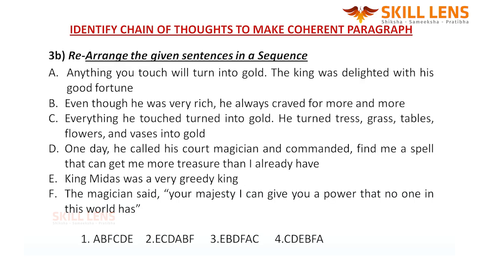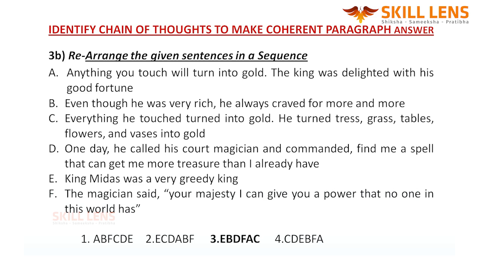Let's take another example. This is also a floating jumble. Here, you will see that sentences are not in an order and we need to arrange them to form a coherent paragraph. Kindly pause your video to be able to arrive at an answer on your own. The answer for this question is 3.